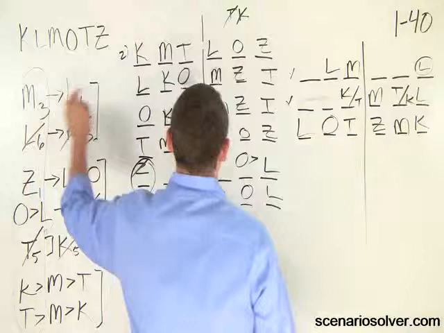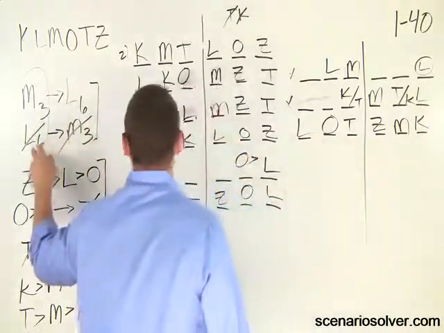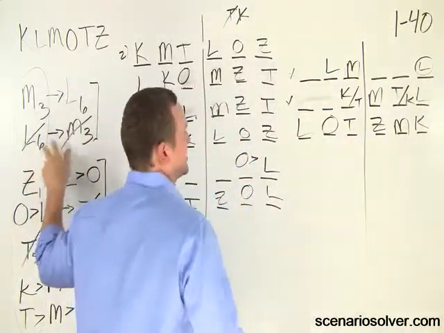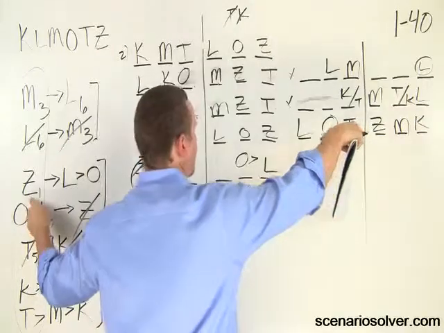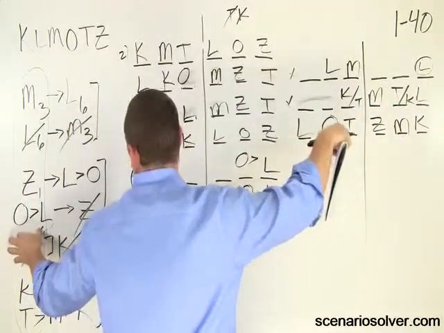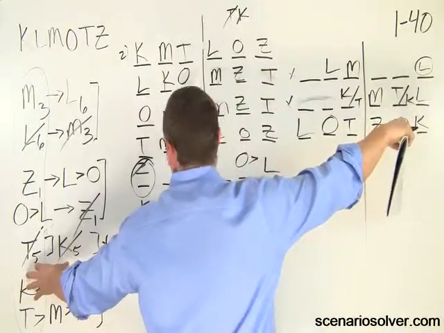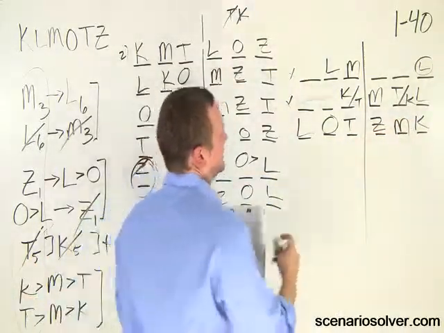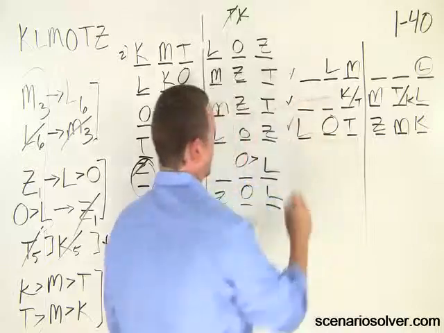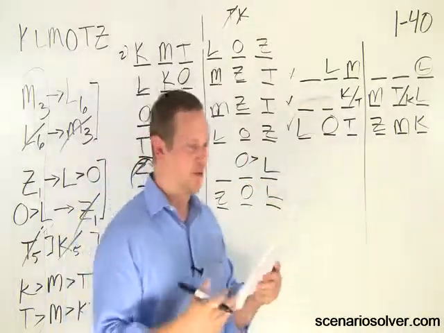So let's go down the rules. Do I have M third? No, I don't. Do I have L not 6? If L is not 6, M can't be third. That's okay. I don't have Z first. Do I have O before L? No, I don't. Do I have a T or a K fifth? No. And do I have a KMT or a TMK? Yes, I do. C, therefore, is the answer to the question.